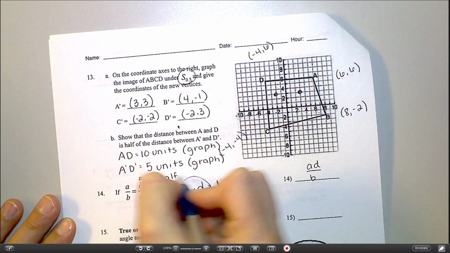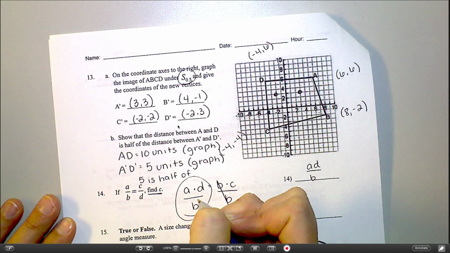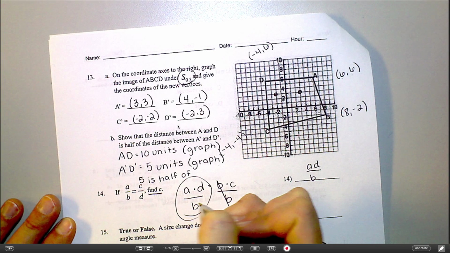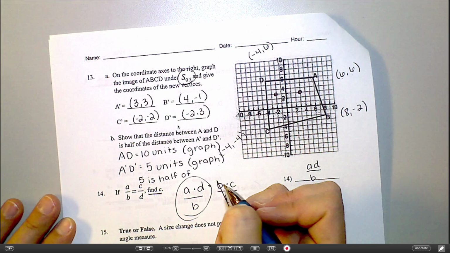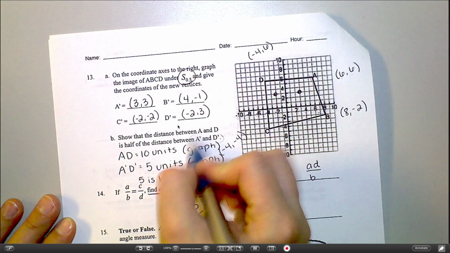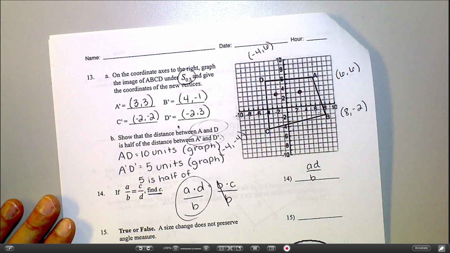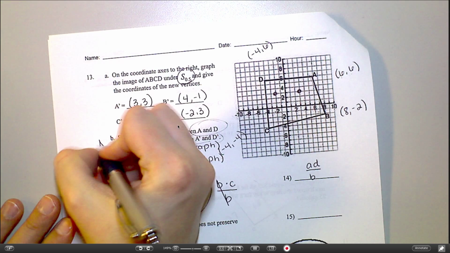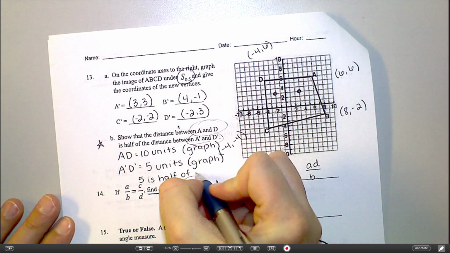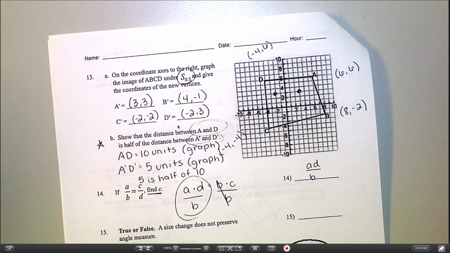It says to show that AB is half of A prime D prime, but that's not right. Oh, you're right. That's a typo. That should be written the other way around. This should be half the distance of that. Thank you for pointing that out. I'm going to make a change in that, because that's not what should have happened anyway.